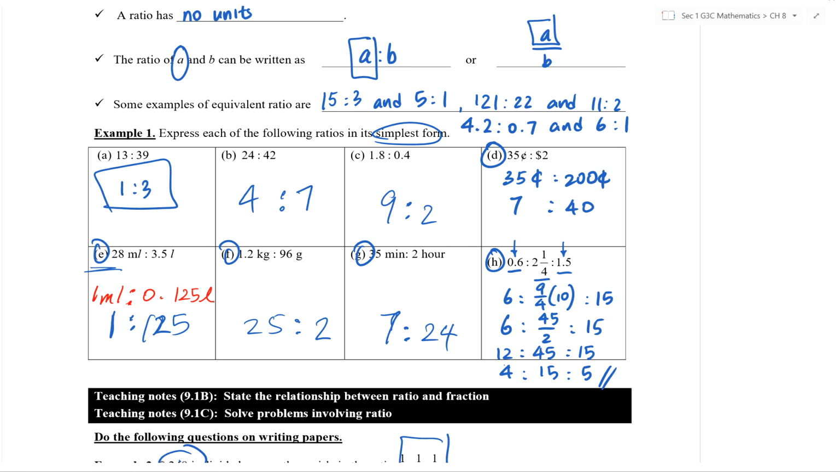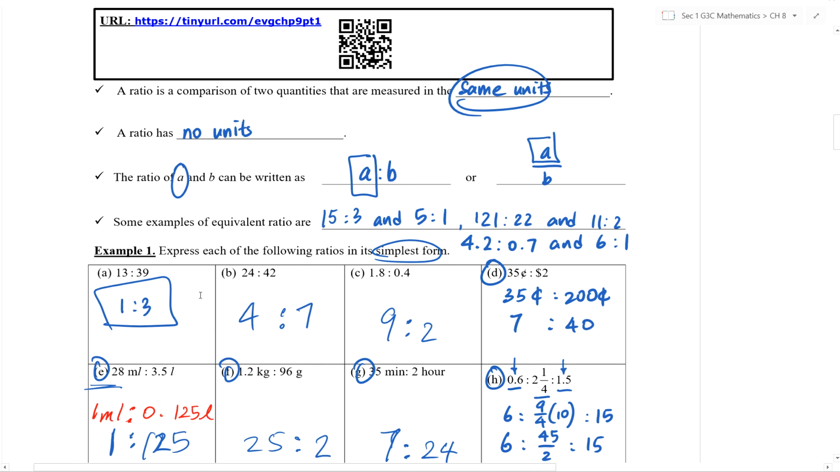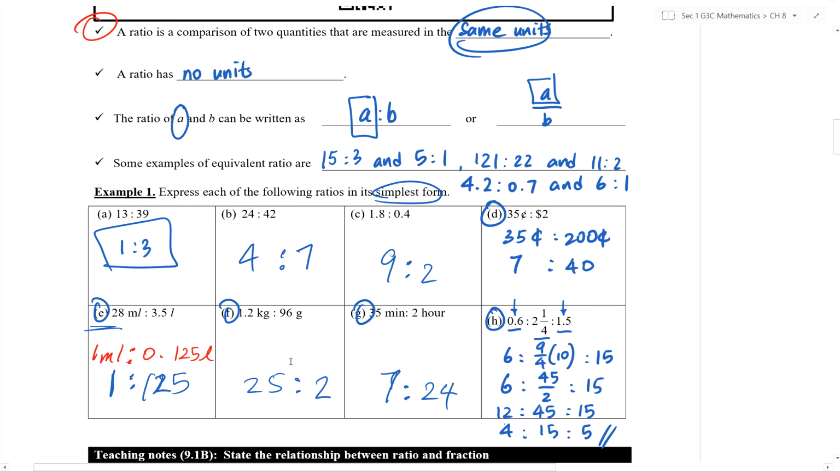Let's take a look at the top portions. What is the first tick that you see? Can you read it out, Samuel? A ratio is a comparison of 2 units. Continue. They are measured in the same units. Are these the same units? They are not the same. So we cannot use ratio already. Either that or you must make sure they have the same units, isn't it?